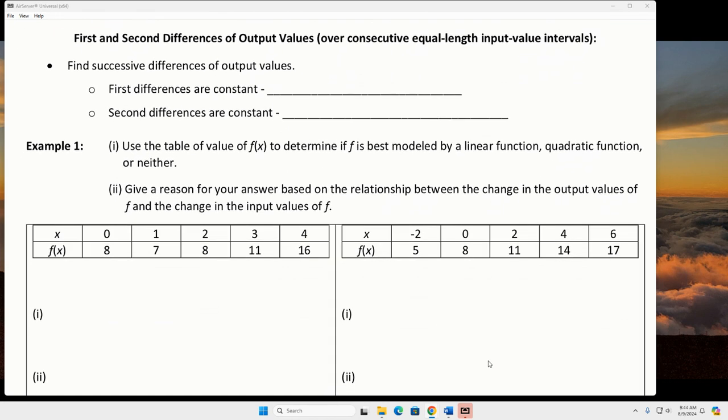And so if you find the first differences in the output values, so you subtract the output values and you get the same number every time, what type of function do you think it is, linear or quadratic? It's linear, good. All right, and then the second differences, if you take those first differences and subtract them, and if you get the same thing all the way through, that's going to be quadratic.